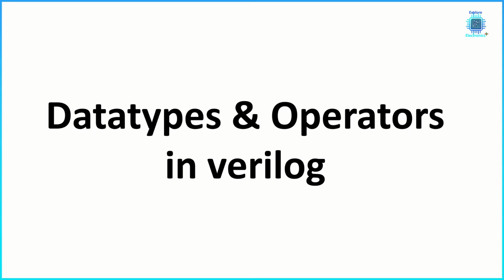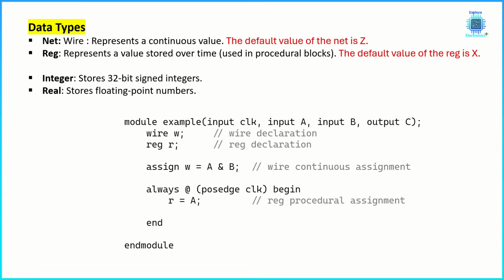Then we need to understand which are all the different data types and operators in Verilog. The major two data types we are generally using in Verilog are net type and reg type. Net type is a wire, meaning the keyword we use to represent net type is wire. Suppose we represent wire A, by default it will have a state of Z, meaning high impedance state.